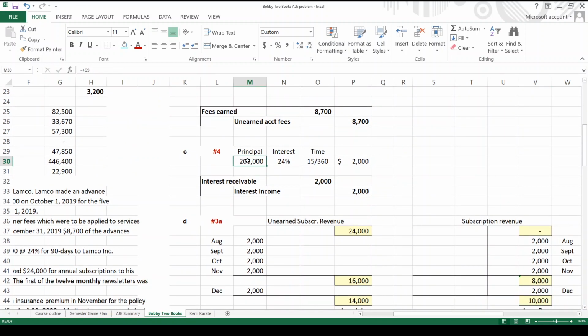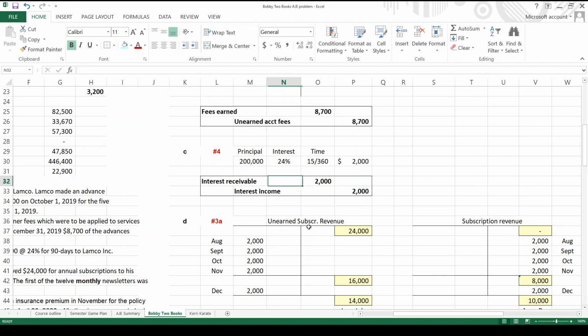Take the $200,000 note, the rate is 24%. Is that 24% a month? If you borrowed from a loan shark, maybe. Interest rates are almost always stated in the form of an annual percentage rate. So that's 24% for a year. We don't want a year. We only want 15 days. We want from December 16th to December 31st. So we multiply 200,000 times 0.24 times 15 divided by 360 equals $2,000.